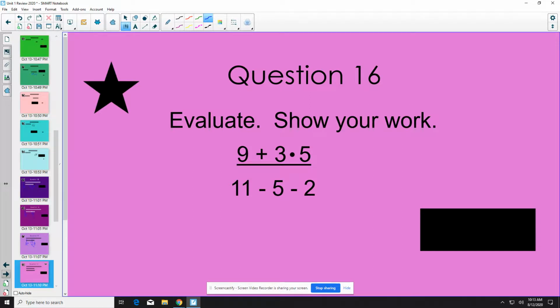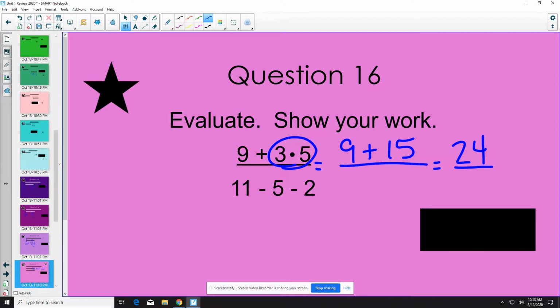Okay, now that you've finished your problem, let's check it. So in the numerator, I have to multiply before I add. So I'm going to do 3 times 5 to get 15. Then in the numerator, I'm going to add 9 and 15 to get 24. In the denominator, all I have is subtraction, so I go left to right. So I take 11 minus 5 to get 6. 6 minus 2 is 4. So remember, the fraction bar means to divide. You're taking 24 divided by 4. Your answer should have been 6.